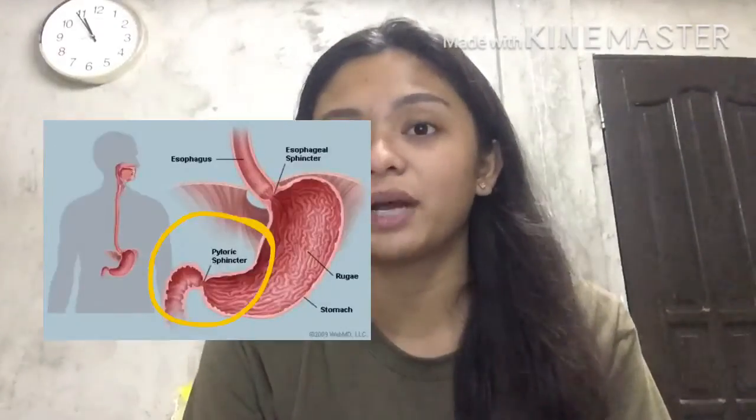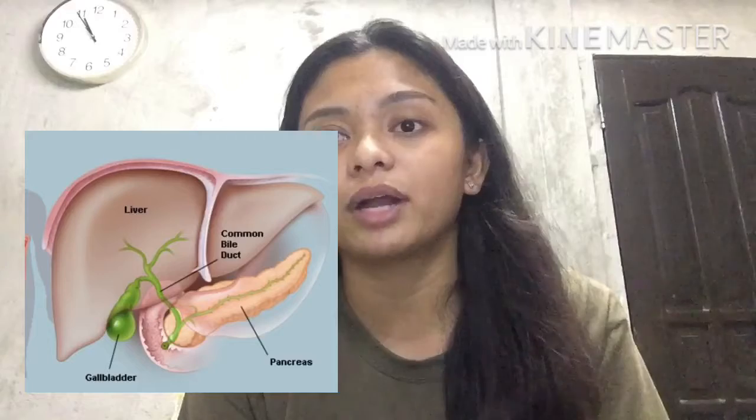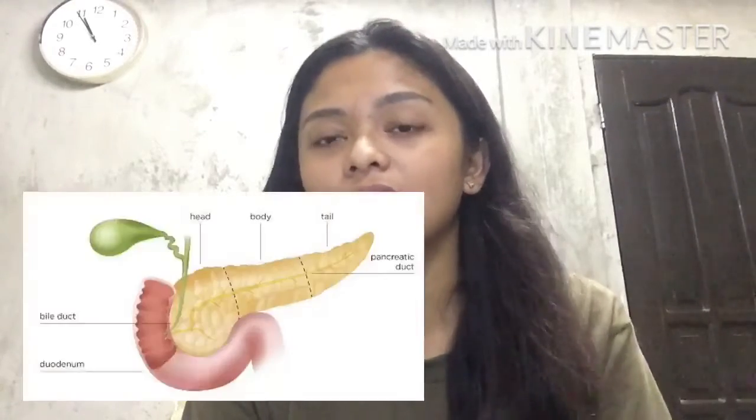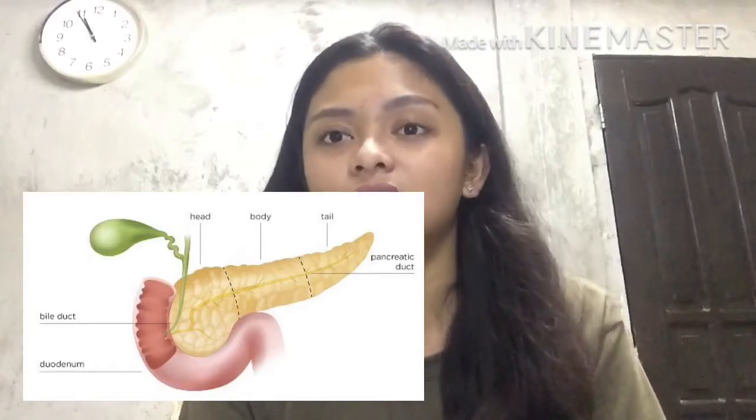Chyme must pass through the pyloric sphincter. From there it enters the duodenum, the first part of the small intestine. The liver adds bile, which helps break down fats in food. The pancreas also secretes digestive enzymes that aid in digestion.